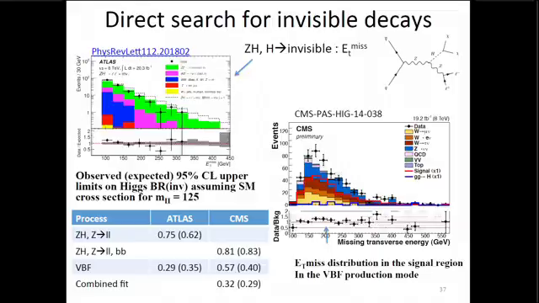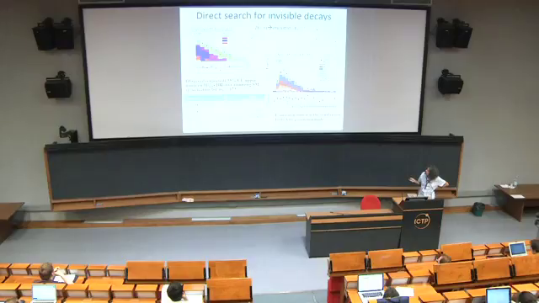For the VBF limits, they are again around 30 or 40%. Okay, let's say 50. You can read the numbers yourself. In CMS, they combine the direct and indirect limits and obtain again something like 30%.